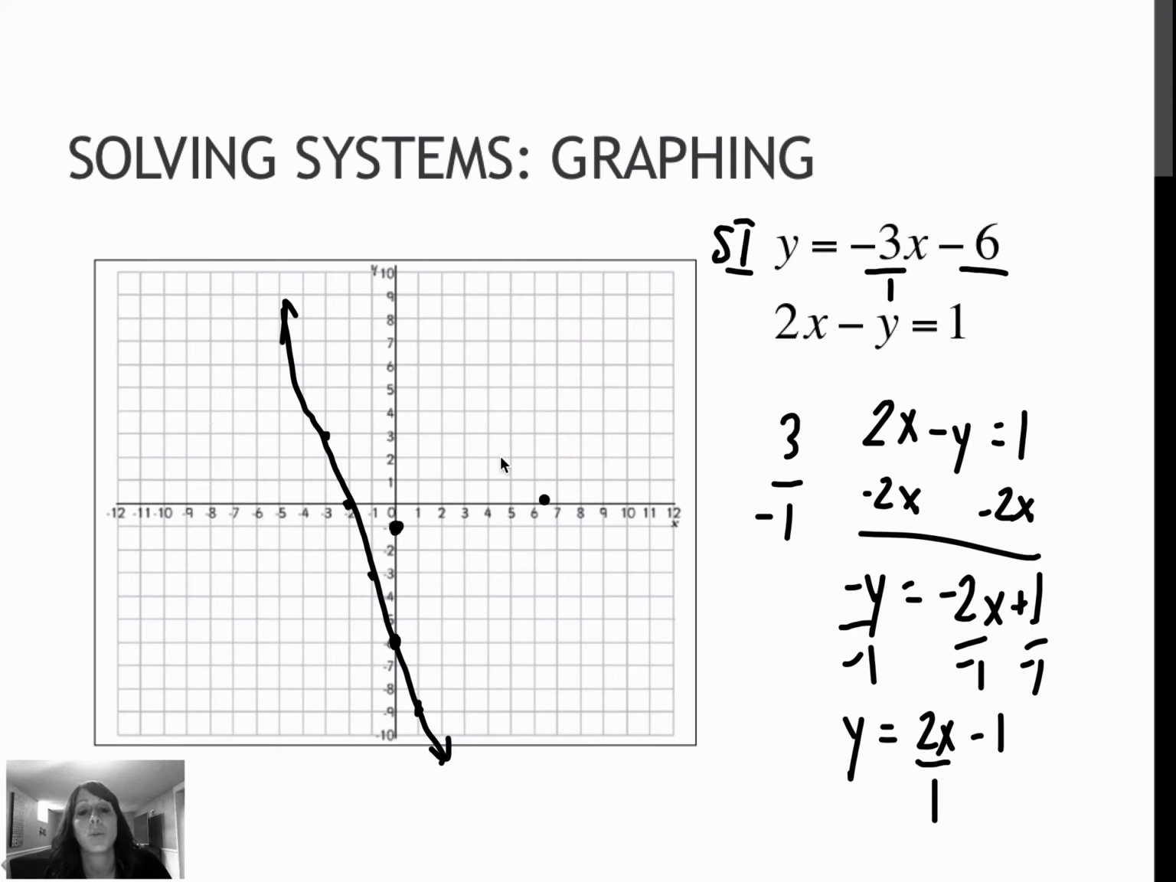I'm going to use my slope of 2/1 to go up 2 to the right 1 as many times as I would like. Or if I needed to go down, that would be down 2 to the left 1. And so we can see that these two lines do in fact cross, and the point at which they cross is at the coordinates -1, -3. That is the solution to my system, because that is the point that I could plug into both equations and make them true. So that's the point at which they cross, which is the solution.